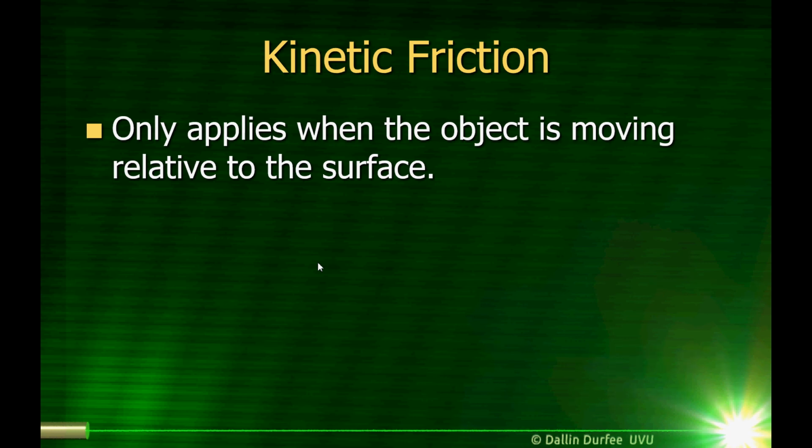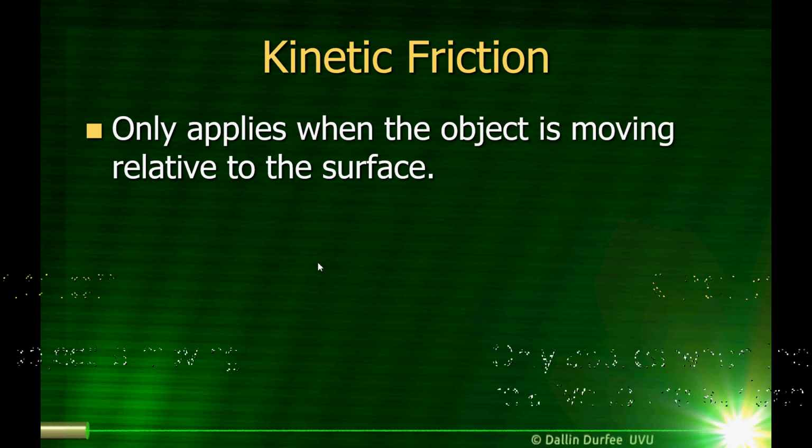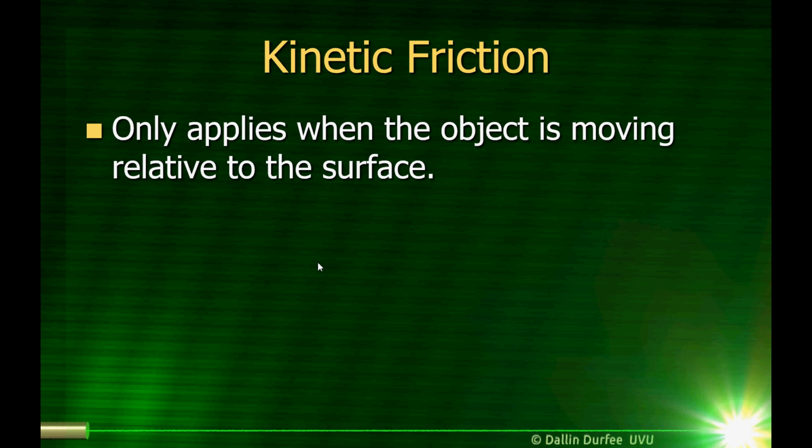Now let's talk about kinetic friction. Kinetic friction only applies when the object is moving relative to the surface. And when the object is moving, the kinetic friction you get is just equal to the coefficient of kinetic friction times the normal force. And once again, the coefficient of friction has to do with the properties of the materials. But the coefficient of kinetic friction is not the same as the coefficient of static friction. So if I have a book sliding on a wood plank, there will be a different coefficient for static friction than there is for kinetic. And generally, the coefficient for static friction is higher than the coefficient for kinetic friction.